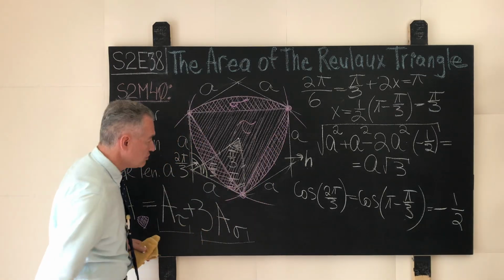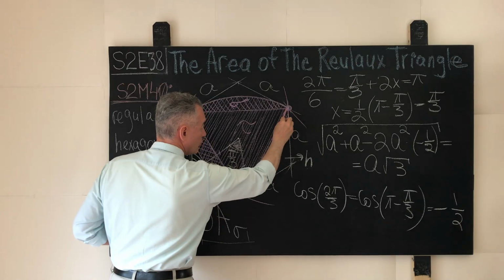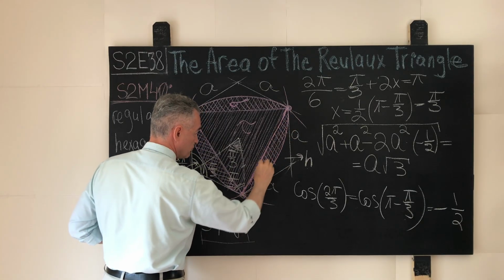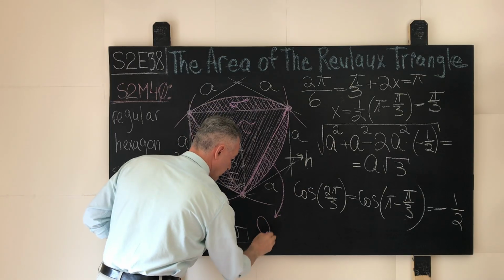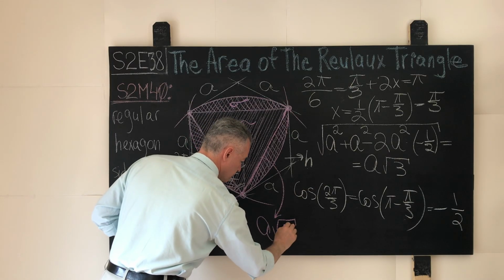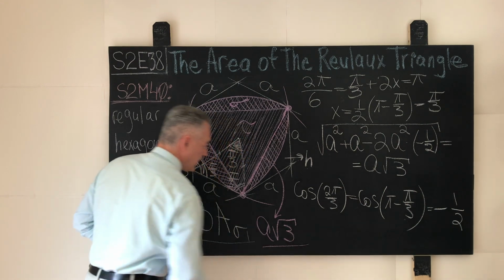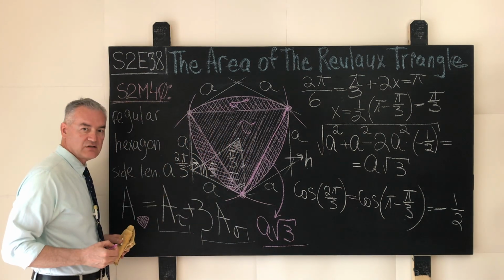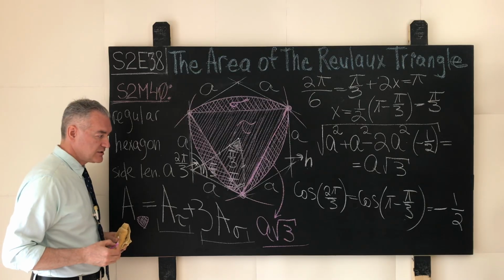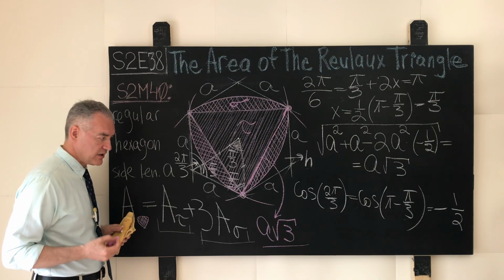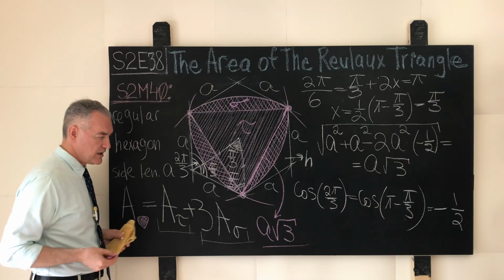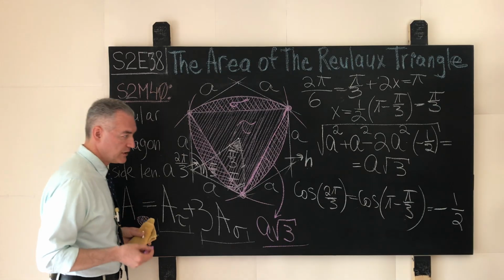Use the red chalk. This length over here, we have room over here, let's say this way, will be what? It will be a square root of 3. And that triangle is evidently what? That triangle is equilateral. And can we compute the area of an equilateral triangle? Yes, sure, we can compute the area of an equilateral triangle all day long.